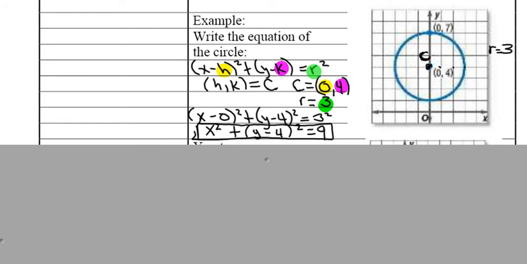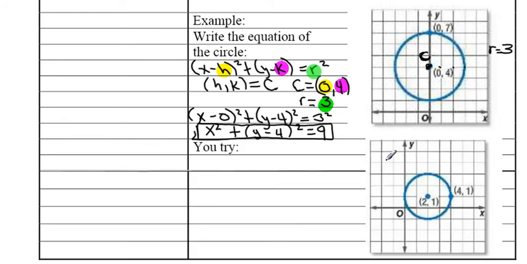Now I'd like for you to try this next example, which is also a cutout that you'll glue into your notebook. We want to start by writing what the center point is, the radius is, and then write your standard equation of your circle. So go ahead and pause the video, see if you get the same response as I do. Okay, and you should have gotten x minus 2 squared plus y minus 1 squared equals 4. If you didn't, raise your hand and we'll come over and help you.